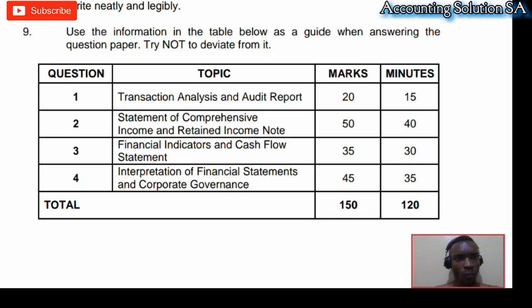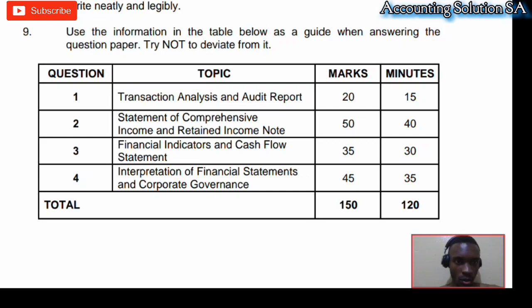All right, let's talk about question 2, which is the statement of comprehensive income, also known as the income statement, and retained income note. Guys, as you know, we have different types of financial statements. It's either they bring the income statement or they bring a balance sheet. So when you start this topic, you don't only have to focus on the income statement, because previously a balance sheet was part of the question. Also maintain the balance sheet. Remember, this is the question for 2021.